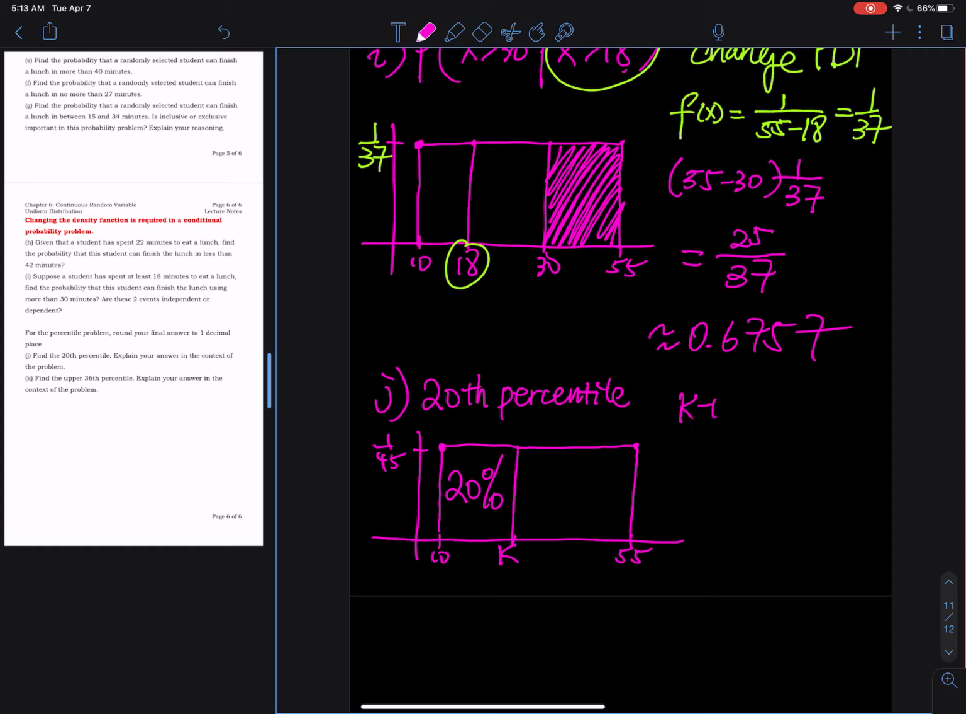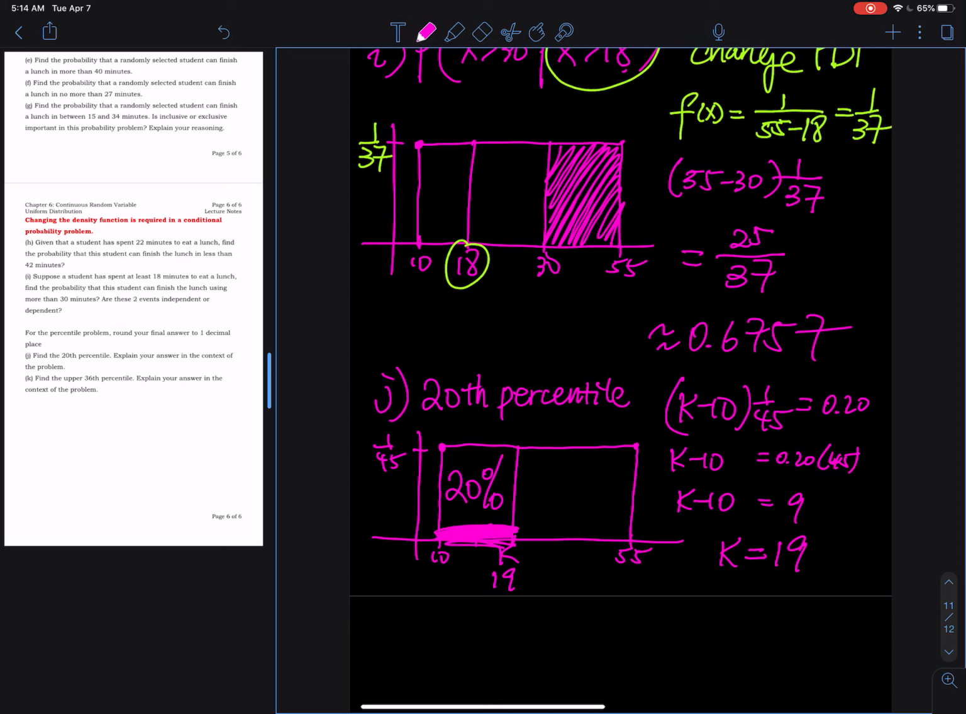So this is k minus 10 times 1 over 45 equals 20%. And then you just solve this equation. You multiply both sides by the denominator. So k minus 10 is equal to 20% times 45. So 20% times 45 will be 9. And then k minus 10 is equal to 9. So obviously, k is equal to 19. What does that mean? That means the probability that the student can finish a lunch between 10 and 19 minutes is 20%.